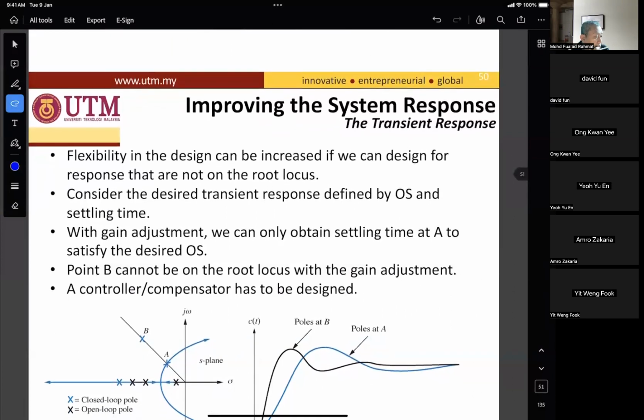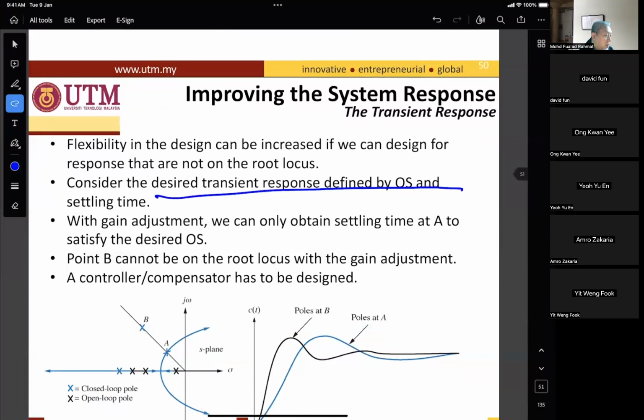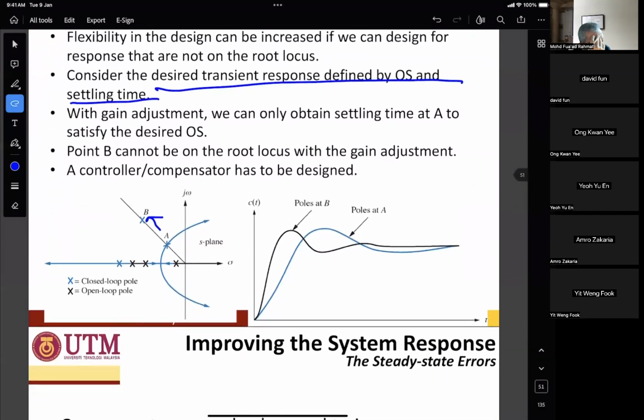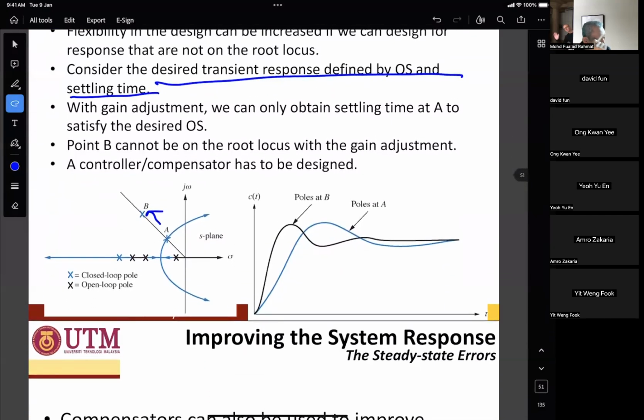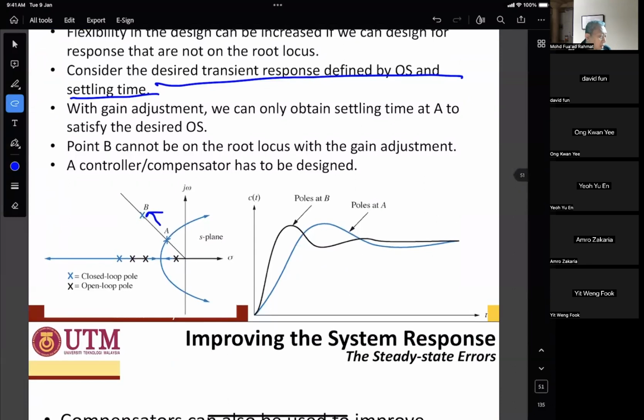For example, if we desire a transient response at a certain percent overshoot and settling time, we need to do gain adjustment. For example, from A you want to move to B, because it's another design spec. So we have to do gain adjustment to do that, because point B is not on the root locus. Therefore, a controller is needed in order to achieve this kind of response, where the black one is the best compared to the blue one.